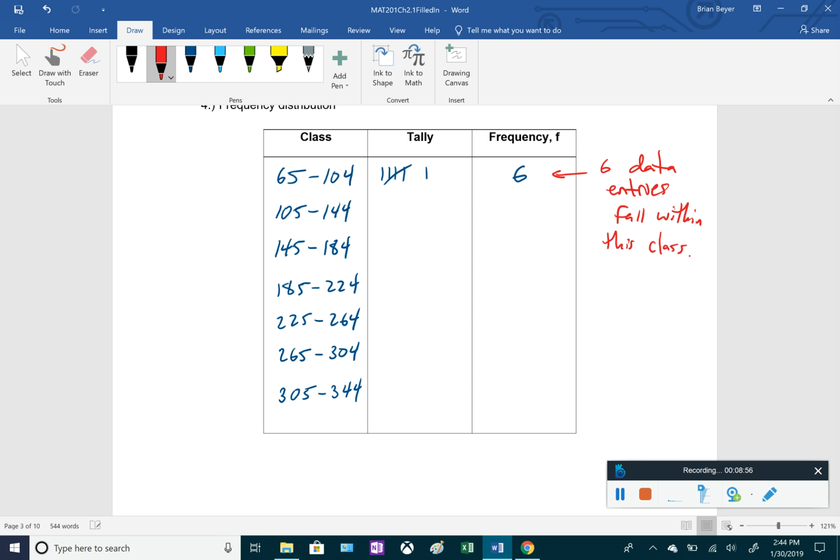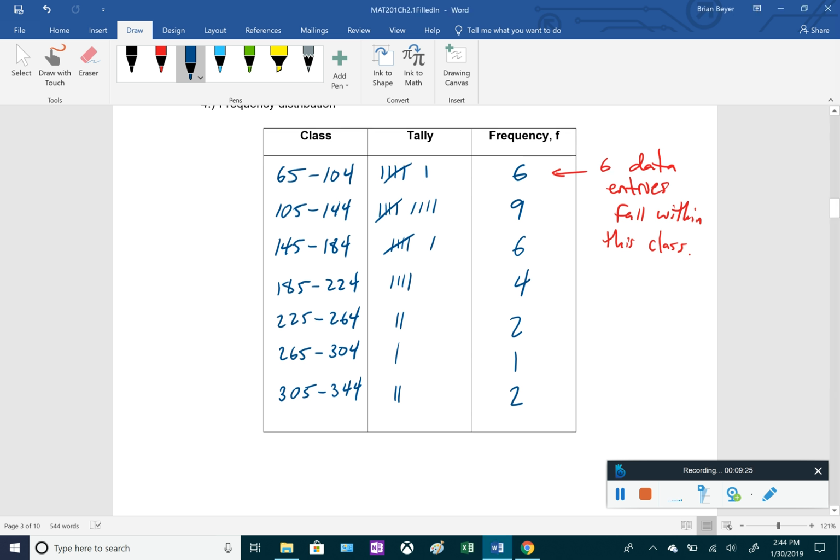So we can go through and do it for all of the other ones. So we would go through and look at the data set for 105 to 144, and we would count how many data entries fall within that interval, and we would tally it up and get the frequency. I'm just going to fill it in real quick just to save time. And this is what we would get if we went through and counted it. So I recommend that you go through and double check this. So the frequencies for each class, we have a frequency of 6, 9, 6, 4, 2, 1, and 2.